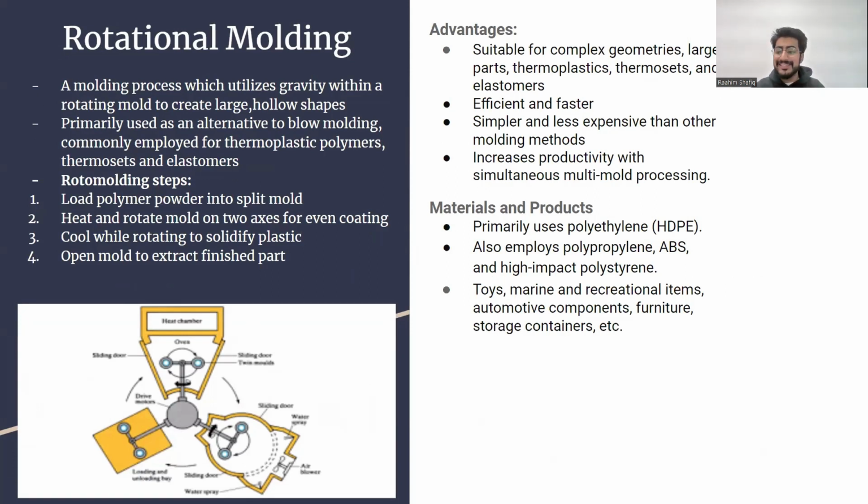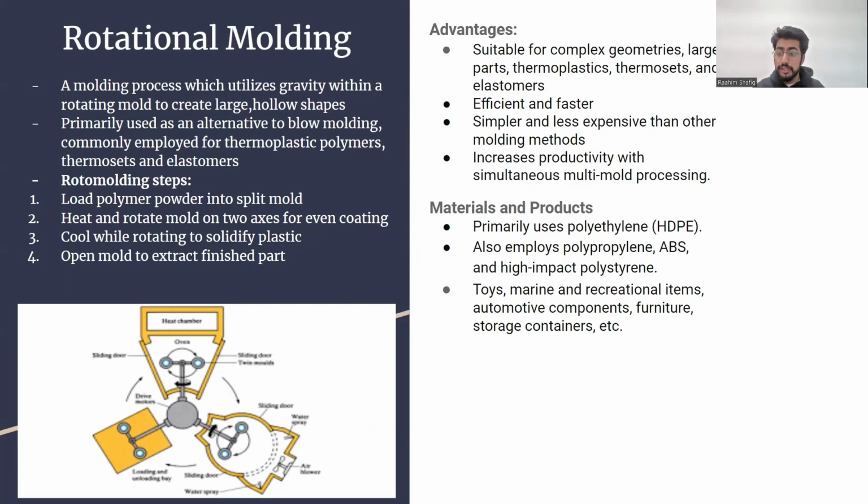It is primarily used as an alternative to blow molding, commonly employed for thermoplastic polymers, thermosets, or elastomers. It is a four-step process. Firstly, we load polymer powder into the split mold, then we heat and rotate the mold on two axes for even coating. Then we let it rotate to solidify the plastic and cool down. Then we open the mold to extract the finished product.